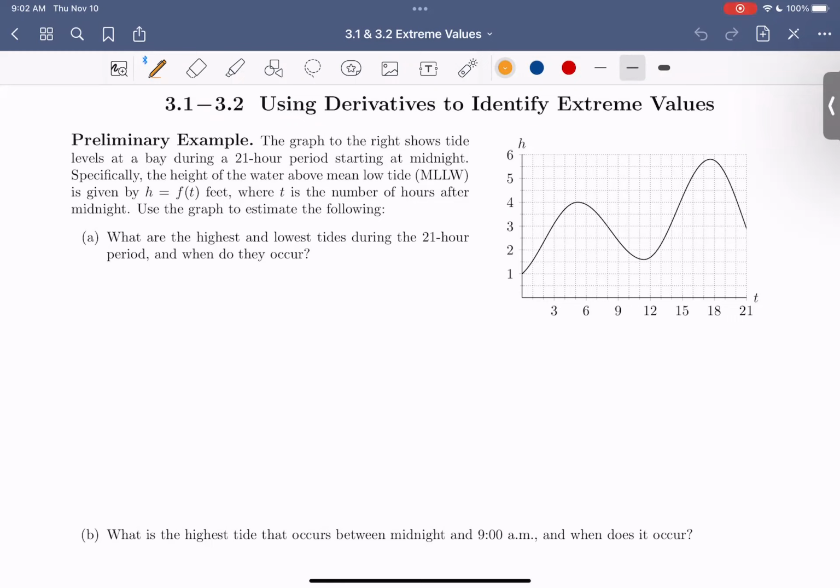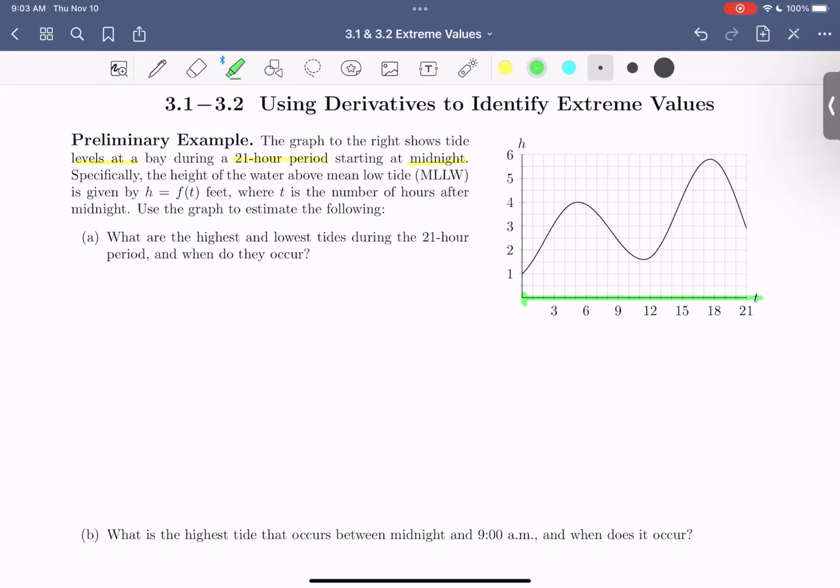In this preliminary example, just to set it up, you are given a graph on the right here that shows the levels at a bay, let's say Puget Sound, or pick your favorite bay on Puget Sound, during a 21-hour period, starting at midnight. So if we look at the graph, 0 is where midnight occurs. Then as we move to the right, our hours increase.